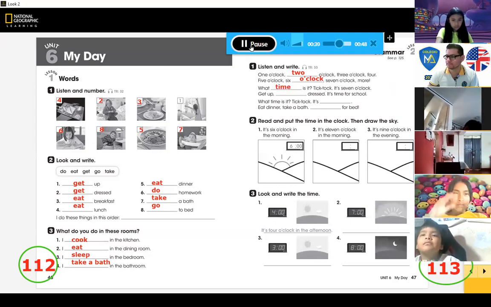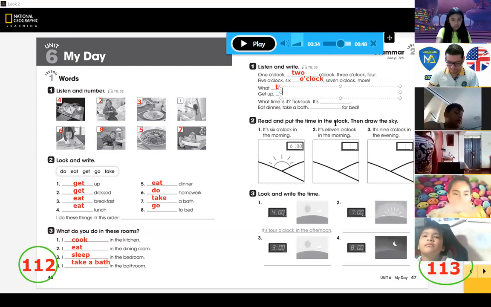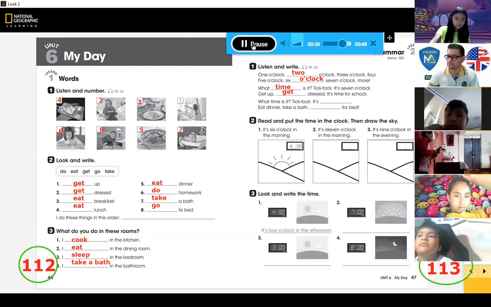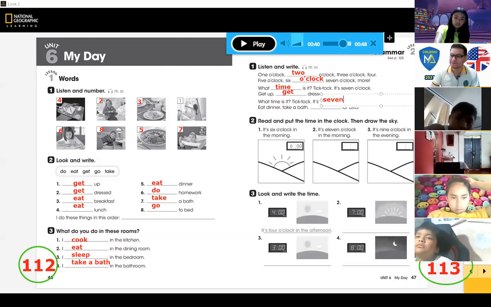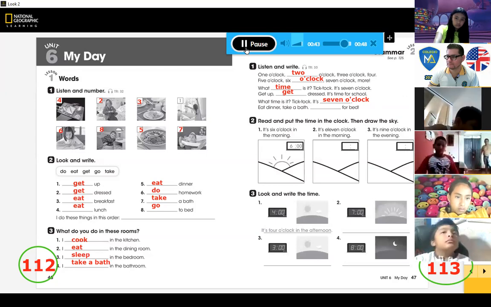Tick tock, it's 7 o'clock. Get up, get dressed. Get up. Get dressed. Very good. It's time for school. What time is it? Tick tock, it's 7 o'clock. Okay, what time is it? It's 7 o'clock. Right, let's continue. Eat dinner, take a bath. It's time for bed.